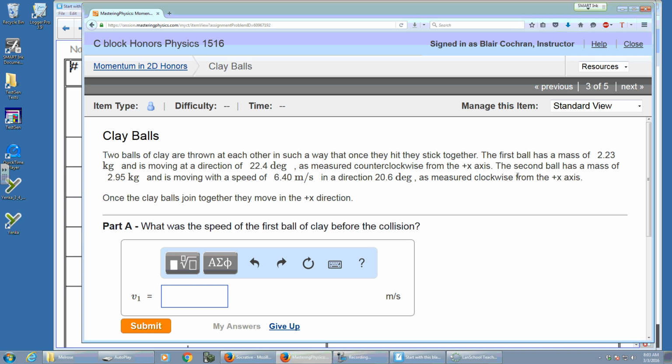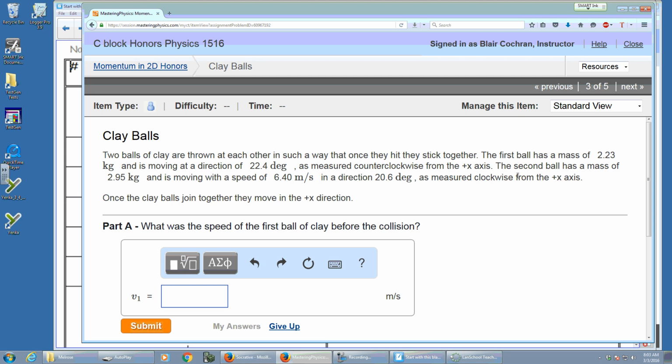So two clay balls are thrown at each other in such a way that once they hit, they stick together. Ooh, so what type of collision? Inelastic. Excellent. First of all, the mass of this is moving in a direction of this, as measured counterclockwise from the x-axis. The second ball has a mass of this and is moving with the speed of this in a direction 20.6 degrees, measured clockwise from the x-axis. Once the clay balls join together, they move in the x-positive direction.